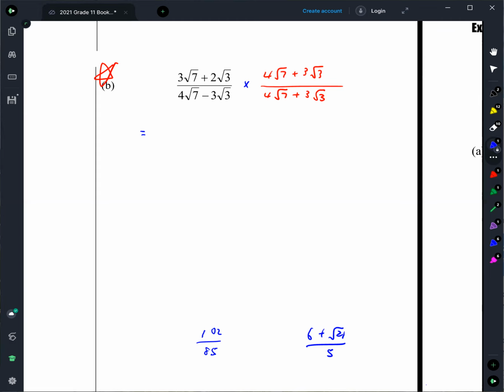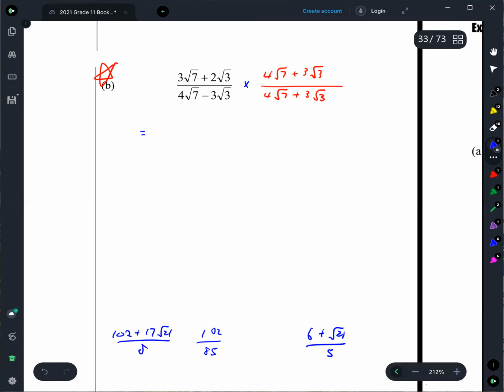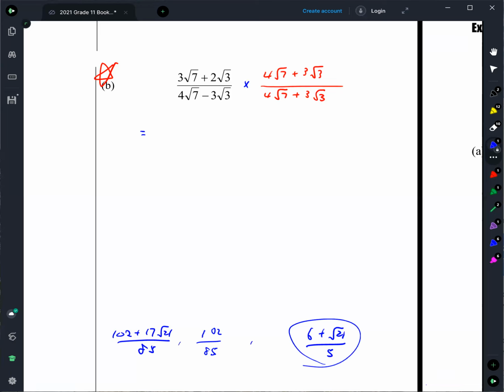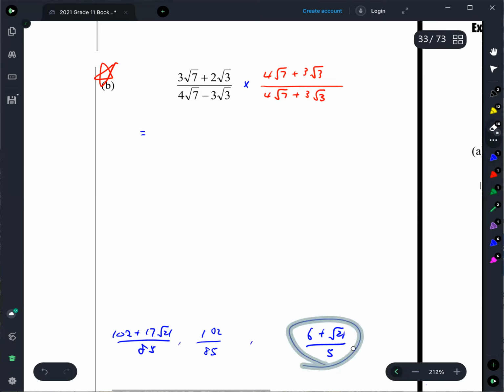Yeah, Geoffrey. I got 102 plus 17 root 21 over 85. Okay, all right. So we have a 102 and 85 as well. And Wilson, how about you? Do you have any match? I got the same as Jeffrey, 6 plus square root 21 over 5. Oh, so this one. Yes, that one. Right. So let's take a look at how we get the three answers down there.